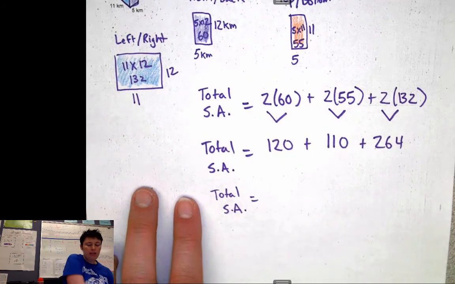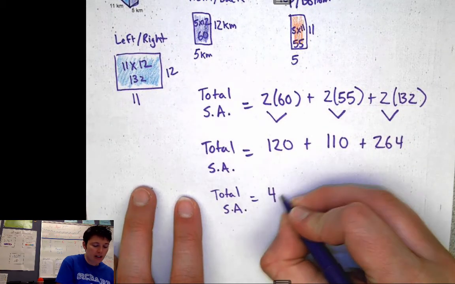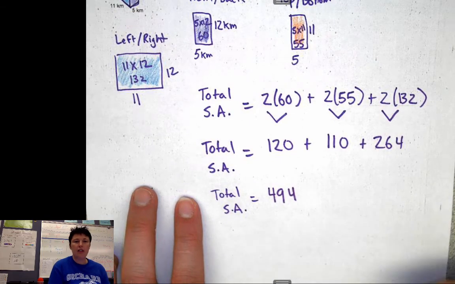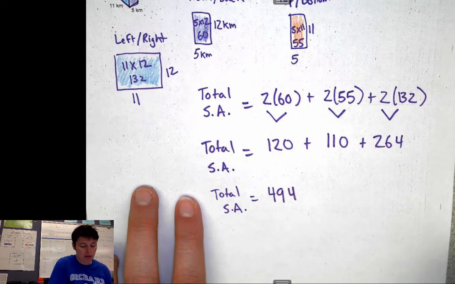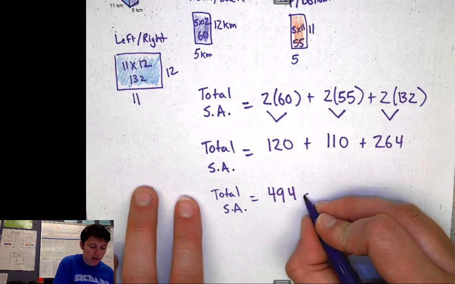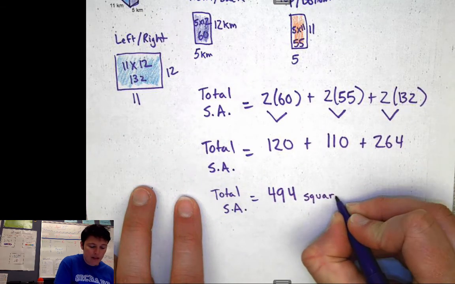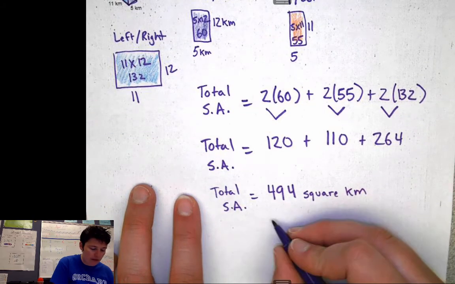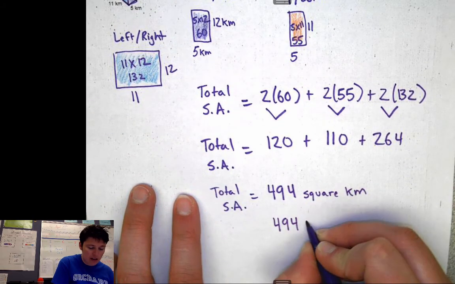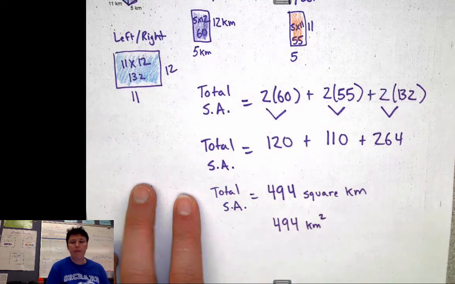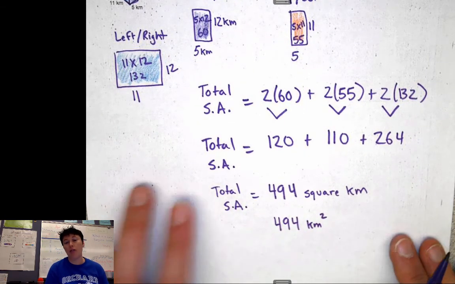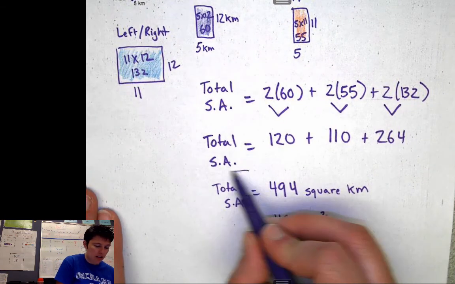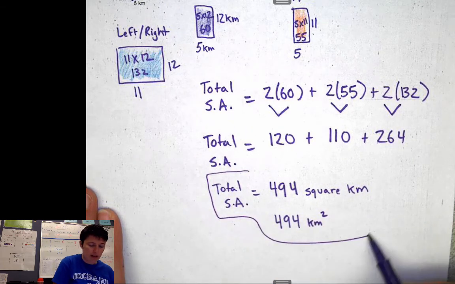So our total surface area is 494. And the units are square kilometers. So you can write 494, you can write square kilometers. Or if you don't like to write it that way, you could write 494 kilometers squared. Both of those answers count as being correctly labeled. But this is our final answer.